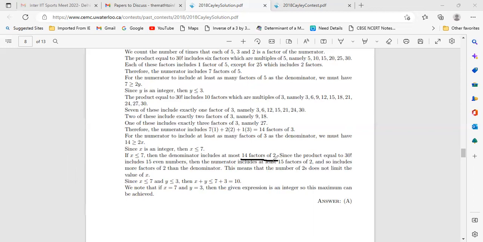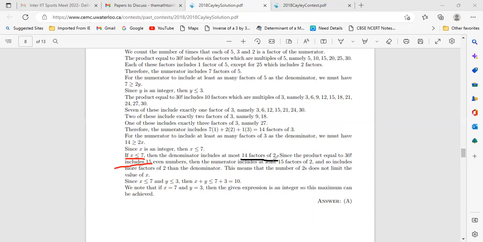So they're saying that since x is 7, the denominator has at most 14 factors of 2. And since the product is equal to 30 factorial, this includes 15 even numbers, 30 divided by 2, which is 15. Yeah. So the numerator includes at least 15 factors of 2.